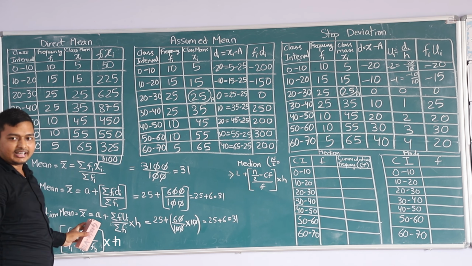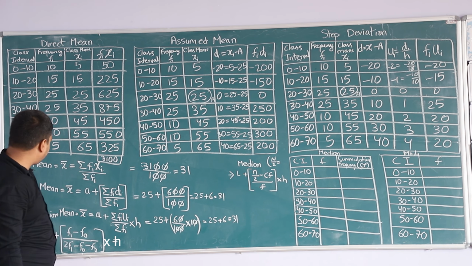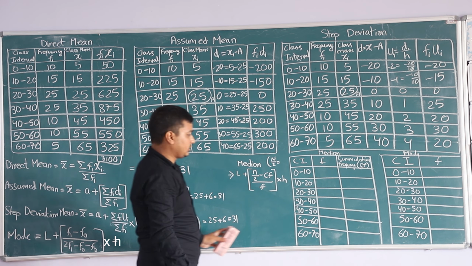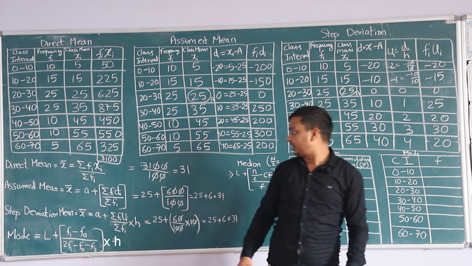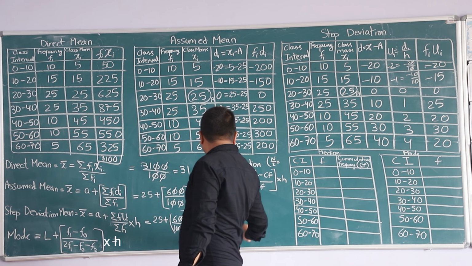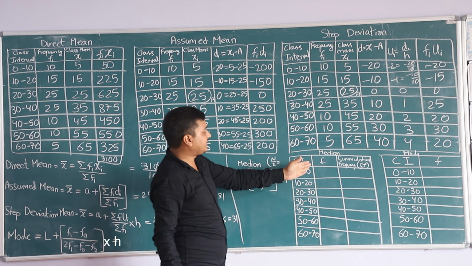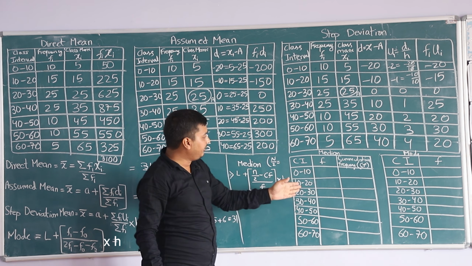Okay. Now let us proceed to the next. Next is median. Now in this question it is written median, correct? In median, how do we find it out?